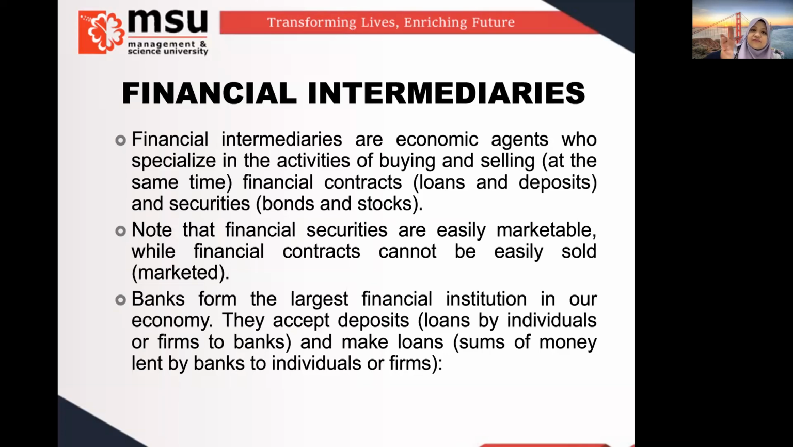So different segments of the financial market trade different types of financial instruments. It depends on what instrument you want to trade. If you want to trade shares, then you go to the capital market. If you want to trade currency, then you go to forex. If you want to trade commercial paper, then you go to the money market. So different types of markets.